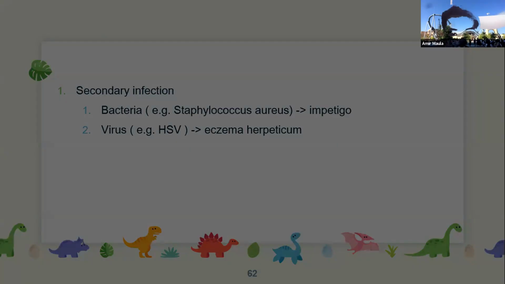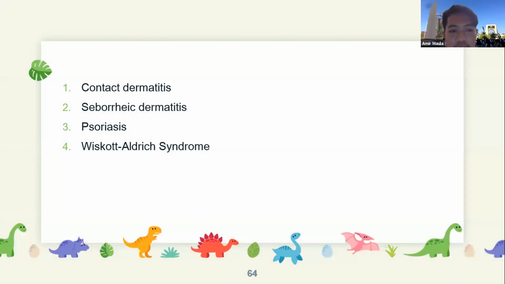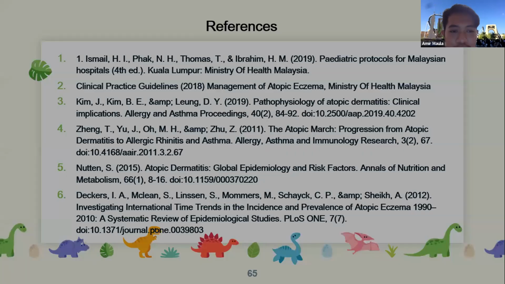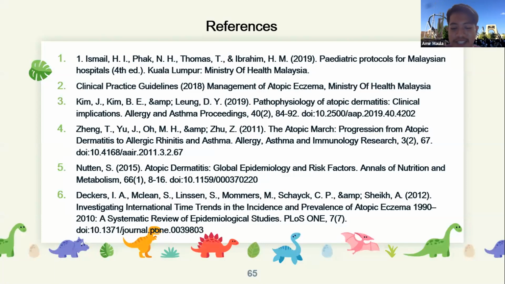Okay, next. So for differential diagnosis, besides atopic dermatitis, you can also consider that the patient has contact dermatitis, seborrheic dermatitis, psoriasis, or Wiskott-Aldrich syndrome. Okay, so that's all for me. Is there any question?